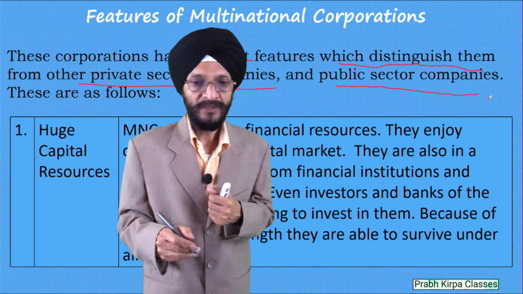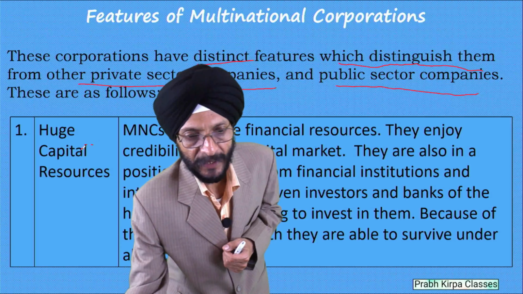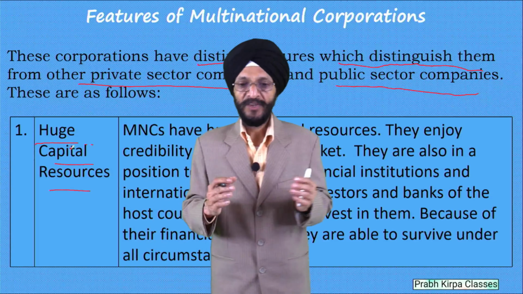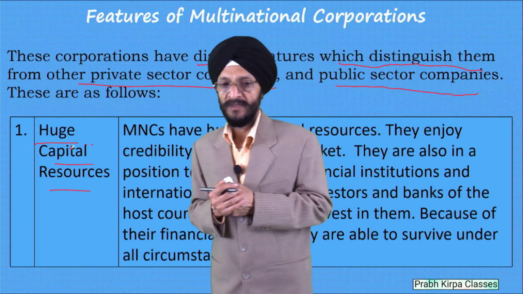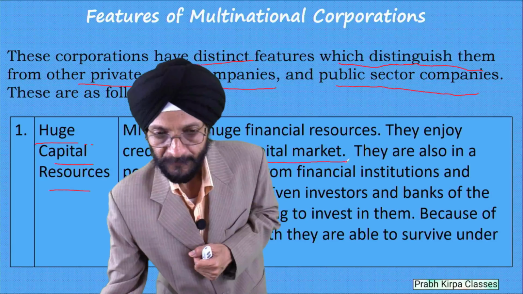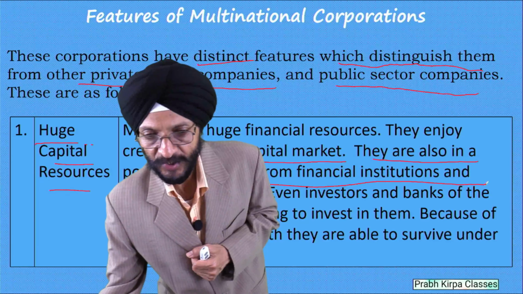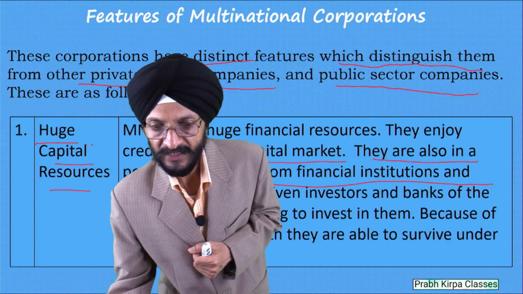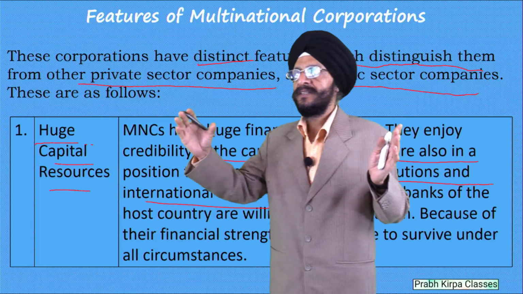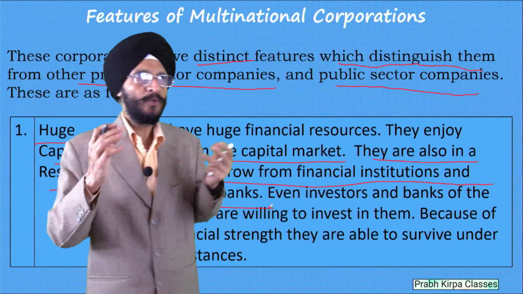Now we come to the features of multinational corporations. First feature is huge capital resources. MNCs have huge financial resources. They enjoy credibility in the capital market. They are also in a position to borrow from financial institutions and international banks because MNCs have operations spread over a large number of countries and they produce quality products.